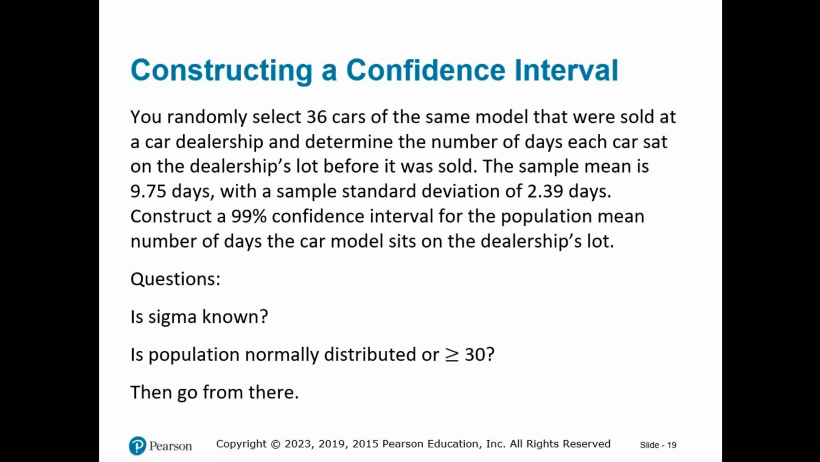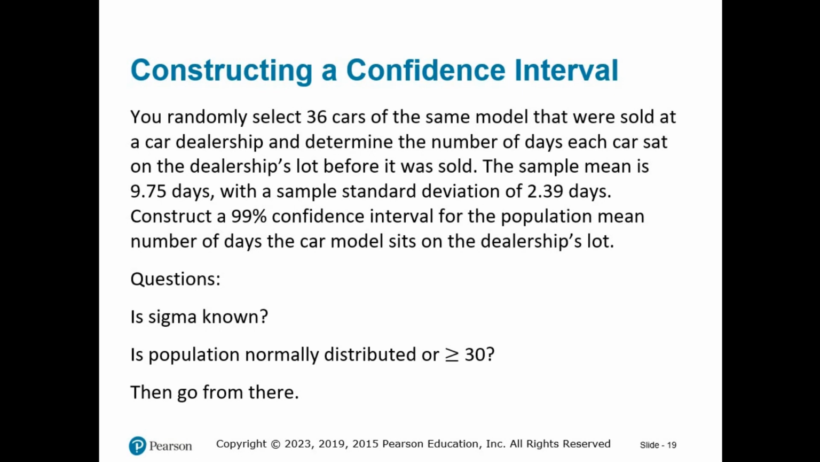Now, we saw up there that it did mention standard deviation, but it's talking about sample standard deviation. So we have the S value, not sigma. You want to make sure that you're very clear about that distinction. Okay, next question. Is the population normally distributed, or is the sample size greater than or equal to 30? No, they do not mention the population being normally distributed, but the sample size is larger than 30. It's 36, so we're good to go with that number.